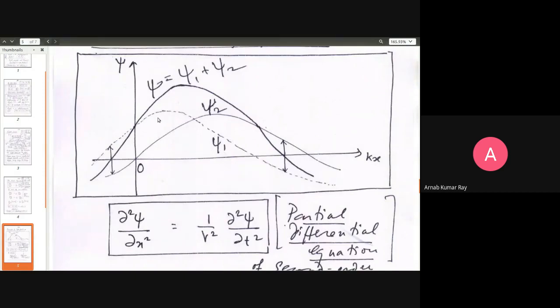You have got a wave function psi1, which is drawn by this dotted curve. You have got another wave function psi2, which is also drawn, but by a thin continuous curve.